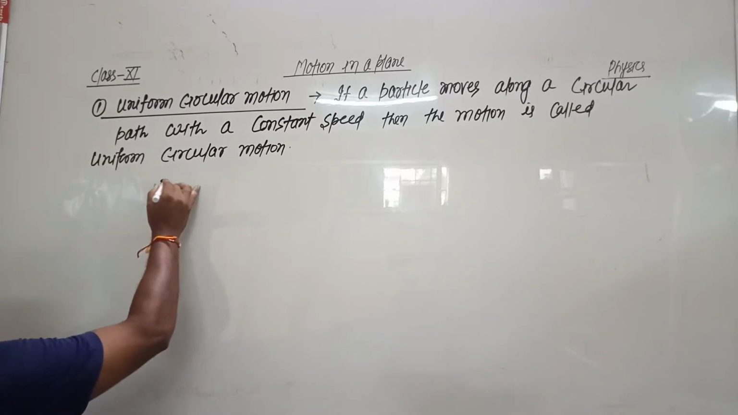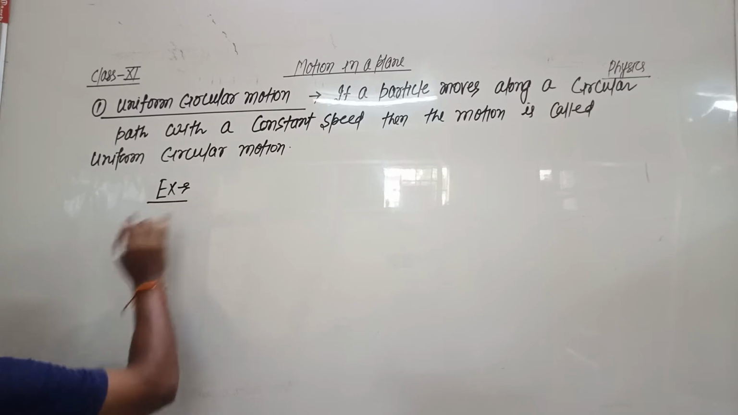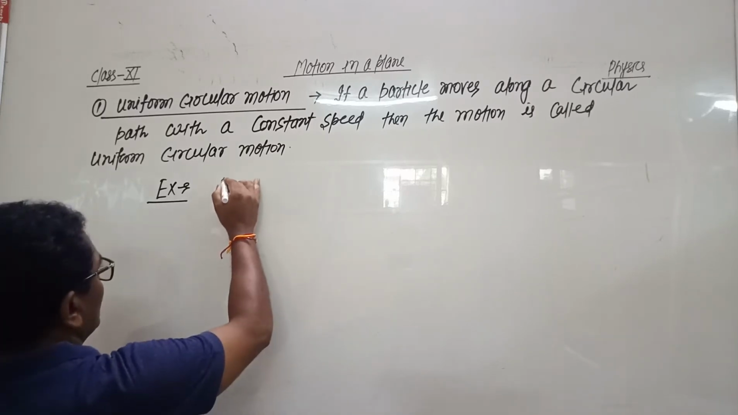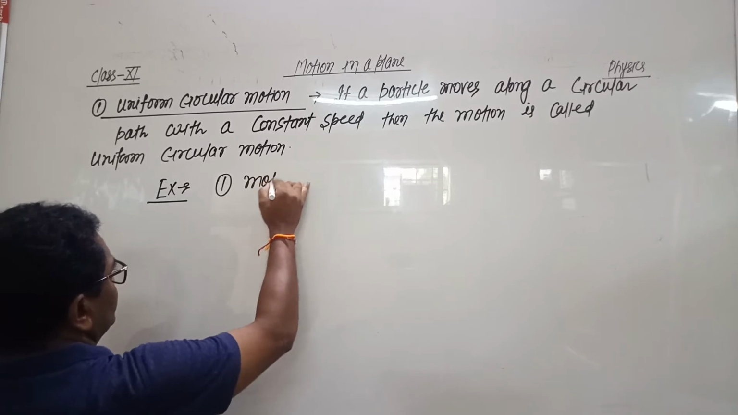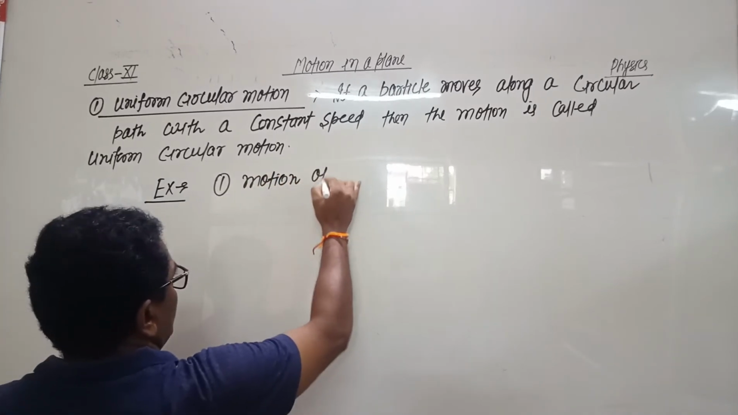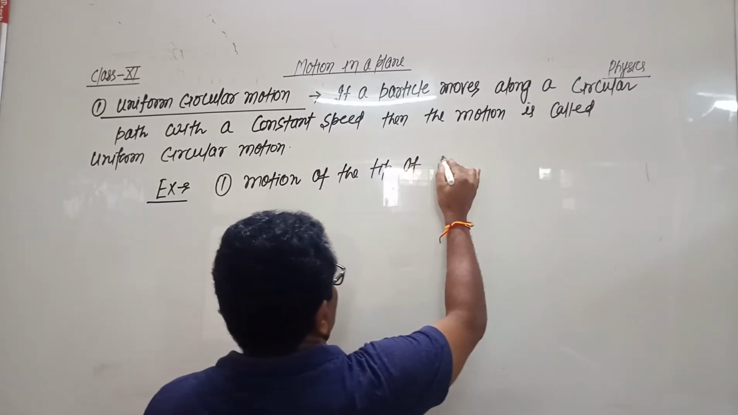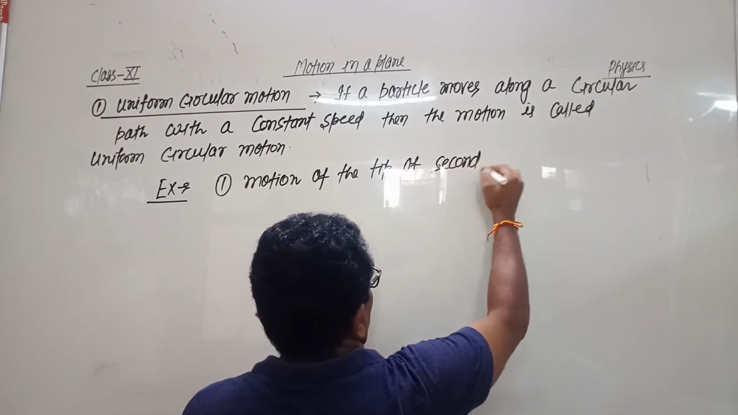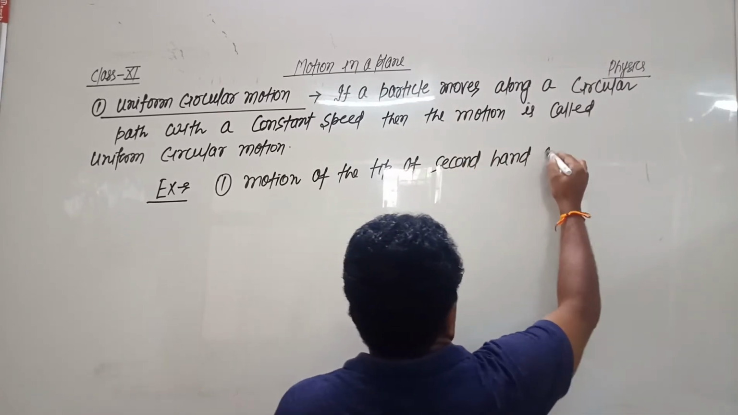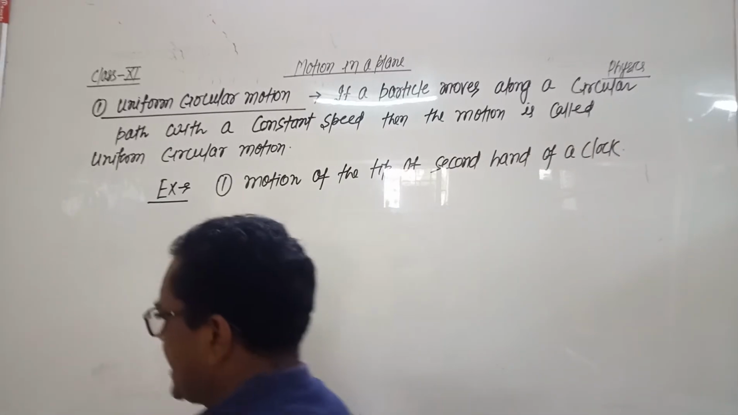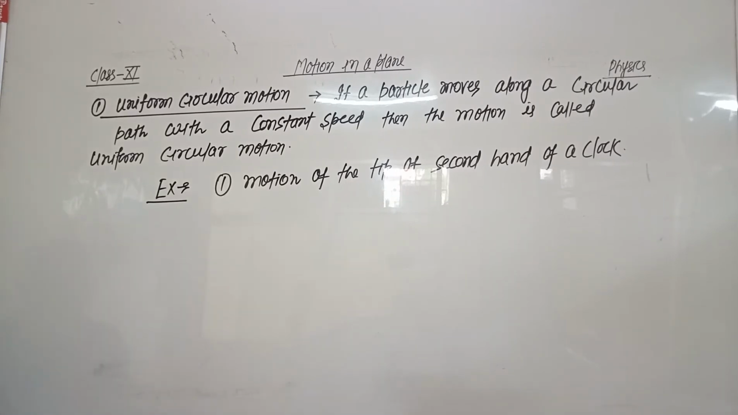Example: motion of the tip of the second hand of a clock. The motion of the second hand tip is uniform circular motion.